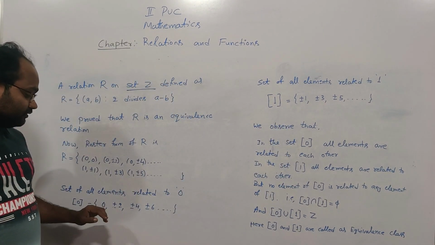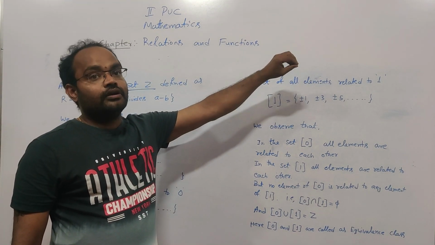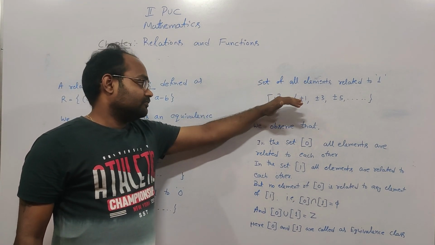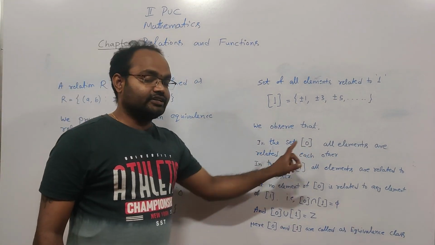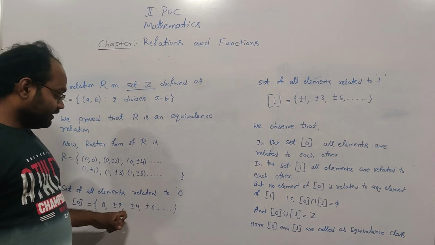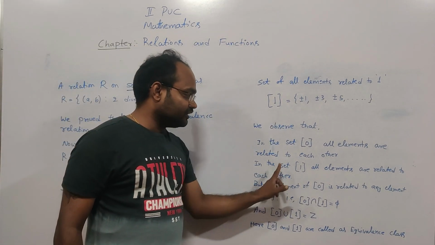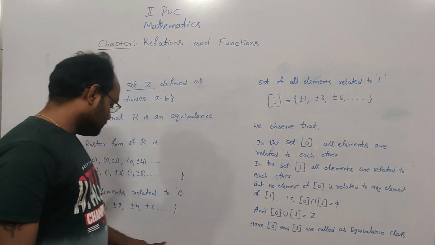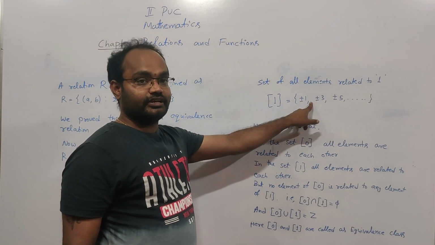So none of the elements in this set are related to any of these sets. That we can observe from this. So what we have observed in this set, every element is related to each other. In this set also every element is related to each other, but no element of this set is related to any element of this set.